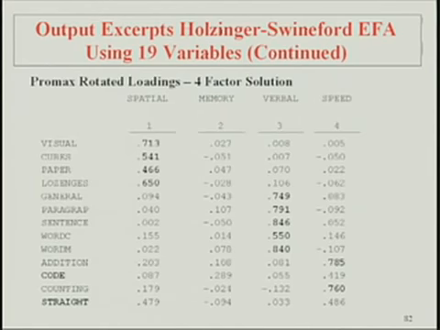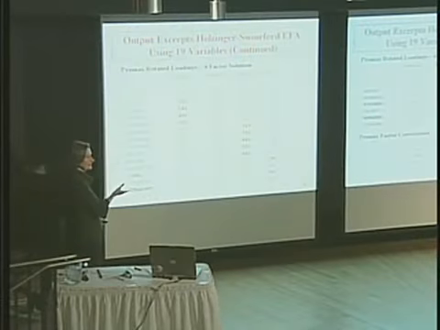Now just to show you, this is the oblique solution. So I think this should probably be clear. So this supports theory. This makes us say, yeah, the 4-factor solution is the right one.